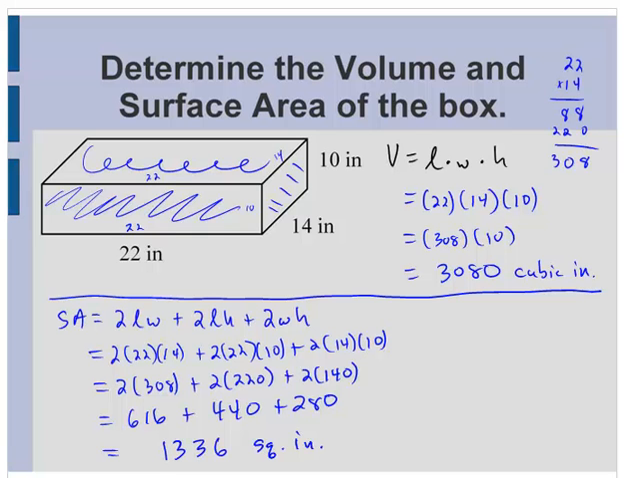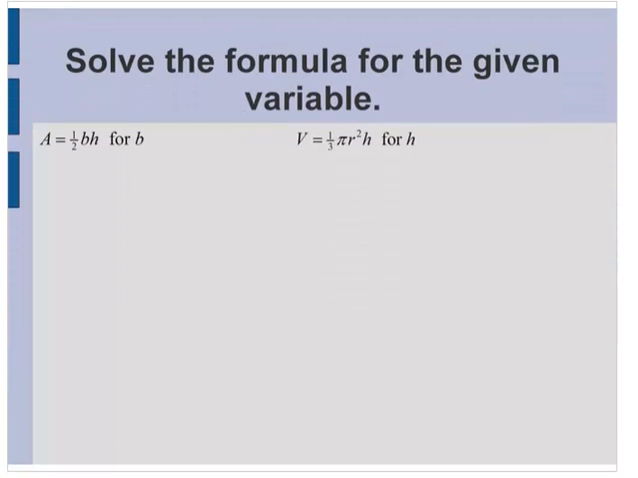So that was how to use some formulas. Now we're going to look at how to take a formula and solve it for a given variable. So here we have a formula, A equals 1/2 BH, which you might now recognize as the area of a triangle. And we are asked to solve it for B. We aren't given numbers now, but literally we want to know, if we could get the B by itself, what would the B be equal to?